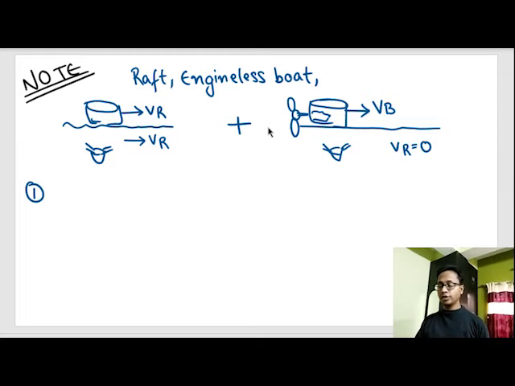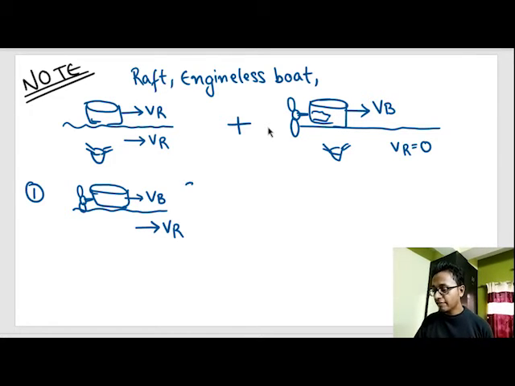So the first rule is, suppose a boat with an engine is kept on top of a river with velocity Vr, and the velocity of the boat is Vb. The distance traveled by the boat would be the addition of these two velocities, velocity of boat plus velocity of river, into time of journey.